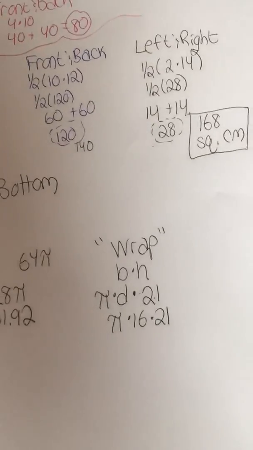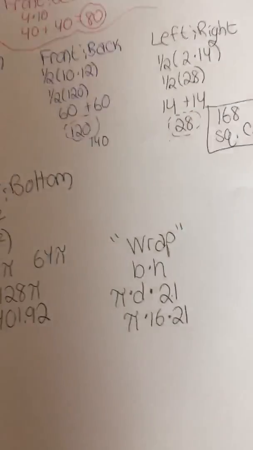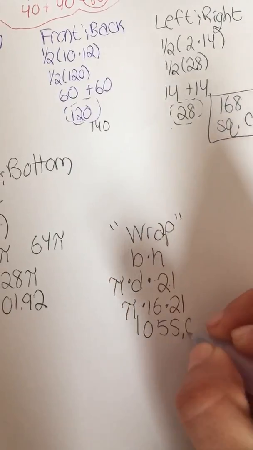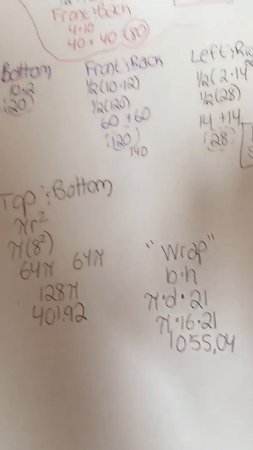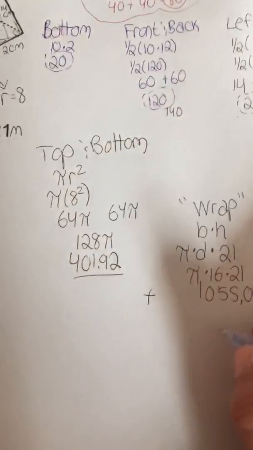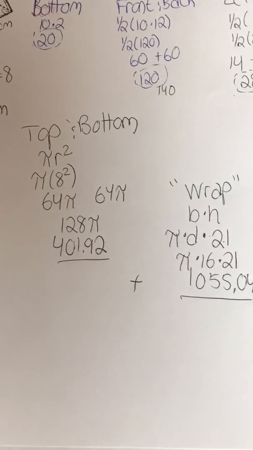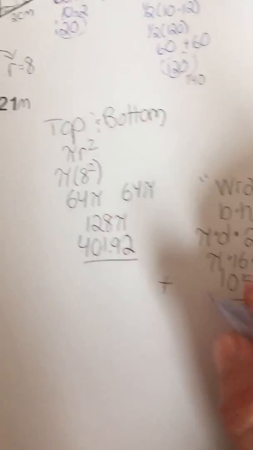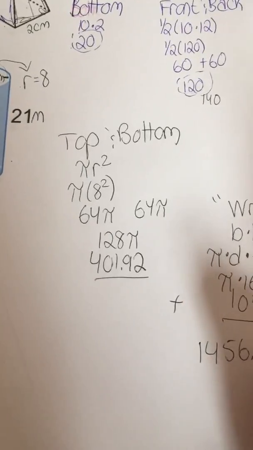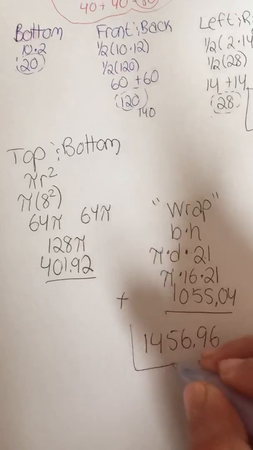You can multiply it all on your calculator. And you end up with 1055.04. And then to find the total surface area, you're just adding these two numbers together. Again, use your calculator and you should get a total of 1,456.96 square meters for the surface area here.